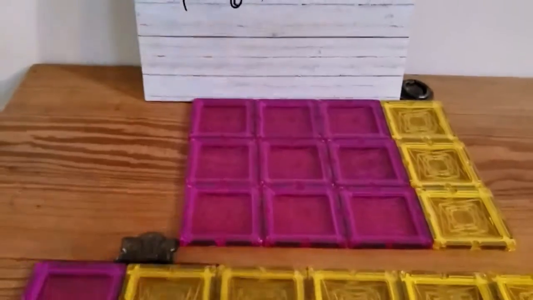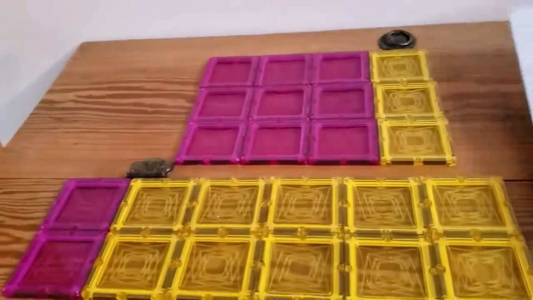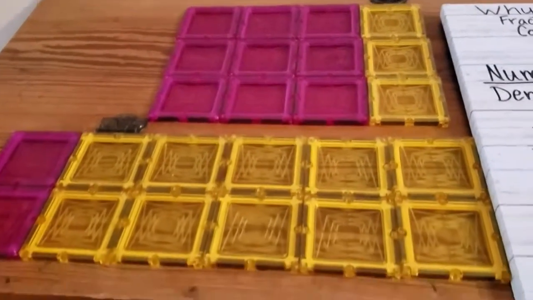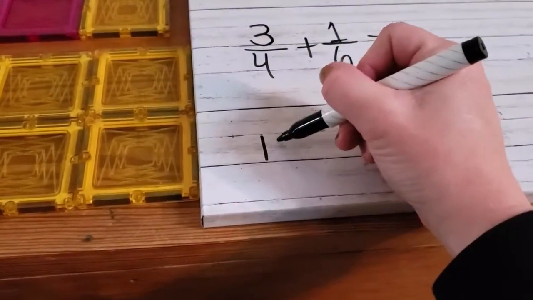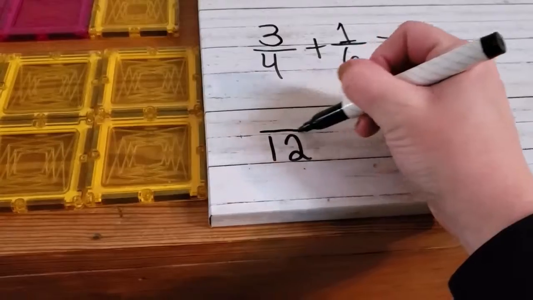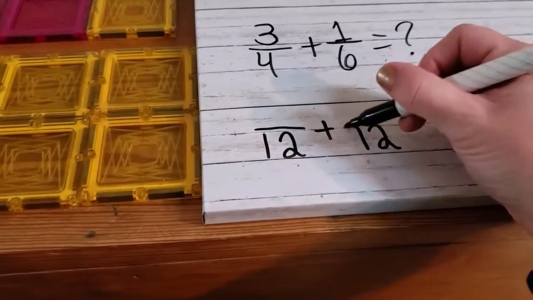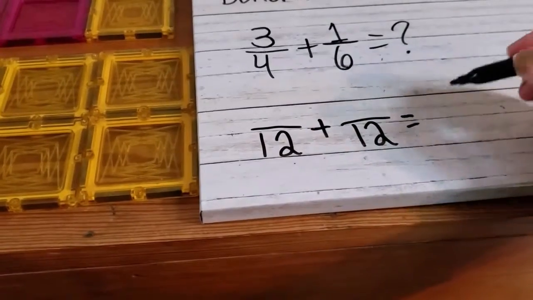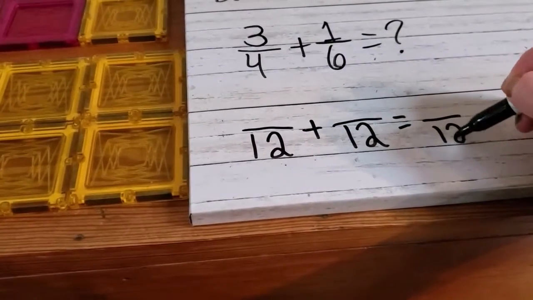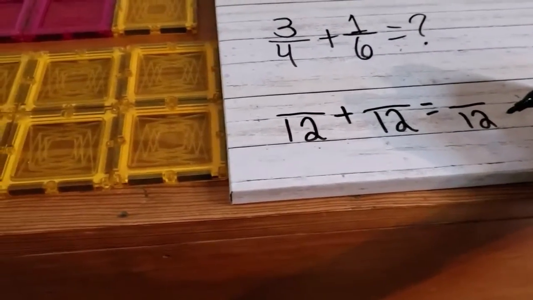Now all we need to do, since we have found the common whole, is to add up the parts together. So we're going to start by writing that we know our fraction is going to be out of 12 because that's our common whole.